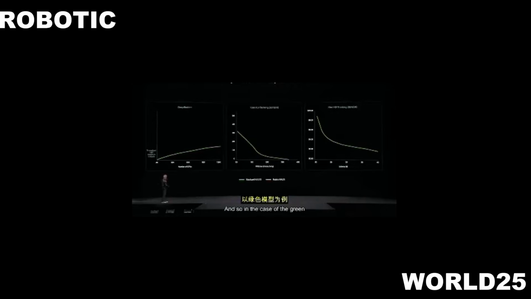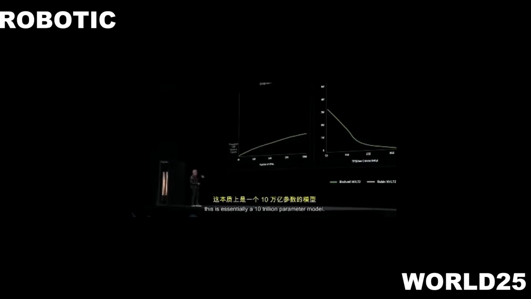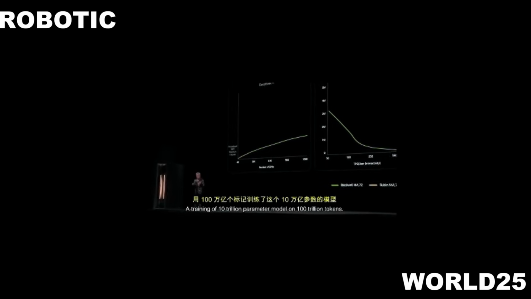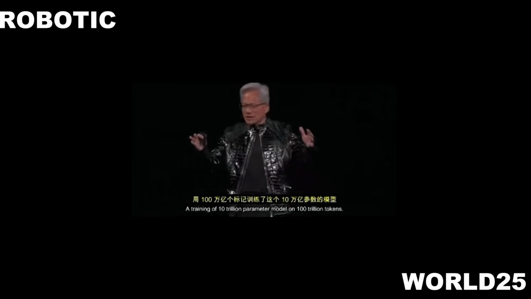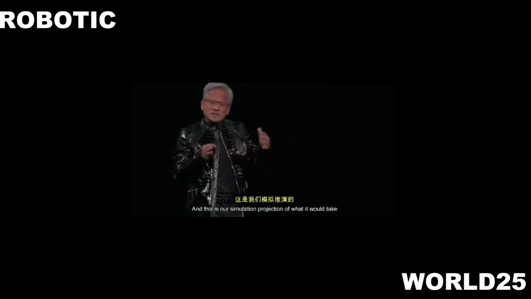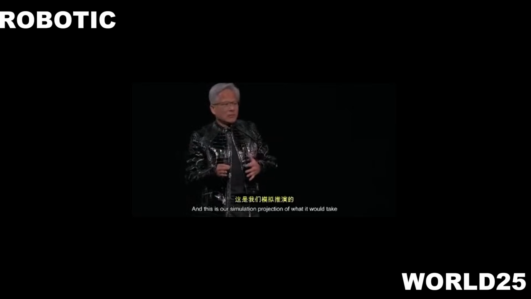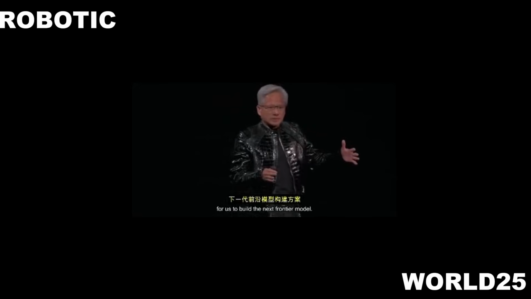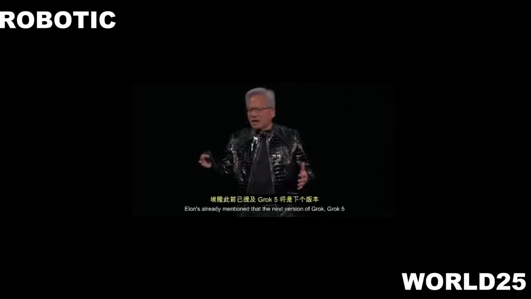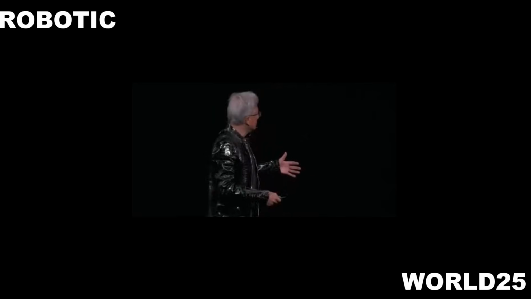And so in the case of the green, this is essentially a 10 trillion parameter model. We scaled it up from DeepSeek, that's why we call it DeepSeek++, training a 10 trillion parameter model on 100 trillion tokens. Okay, and this is our simulation projection of what it would take for us to build the next frontier model. Elon's already mentioned that the next version of Grok 5, I think is 7 trillion parameters. So this is 10.